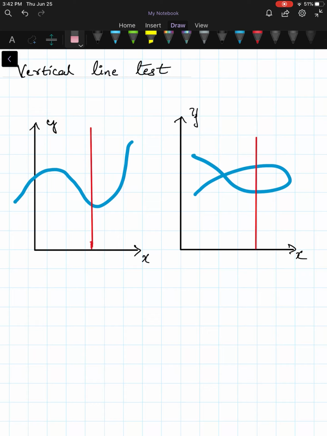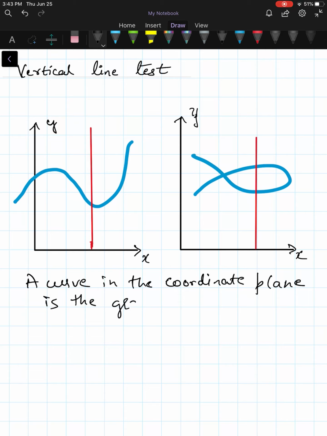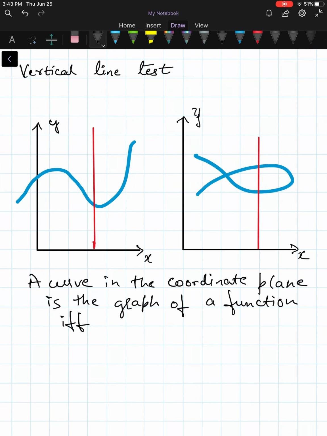So what does this vertical line test state? It states that a curve in the coordinate plane is the graph of a function if and only if no vertical line intersects the curve more than once.